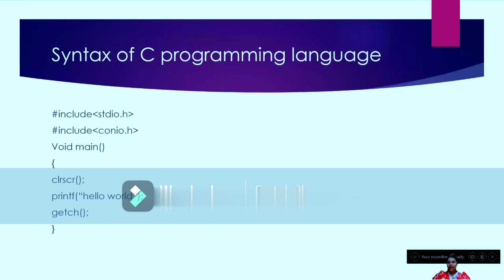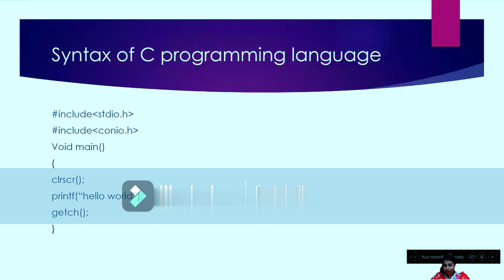Syntax of C programming: this is the structure of the C program. You can say syntax or structure of C programming. They may ask you to explain the structure of the C program. Then you have to write: #include <stdio.h>, #include <conio.h>, void main, clrscr, printf ("Hello World"), and getch.